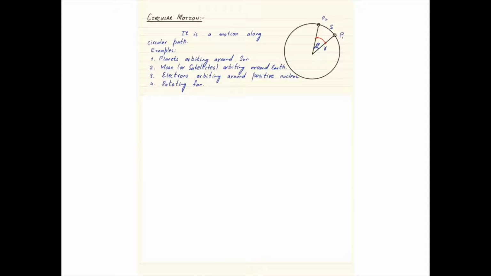Hi everyone, in this video we are going to discuss some very basic concepts of circular motion. A circular motion is a motion in which a particle moves around the circumference of a circle. Like in this particular diagram, as the particle moves from point P1 to P2, it follows a circular arc and hence it's an example of circular motion.